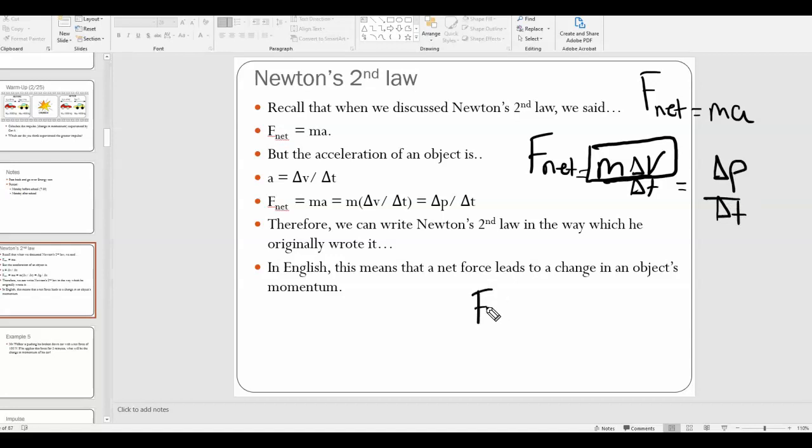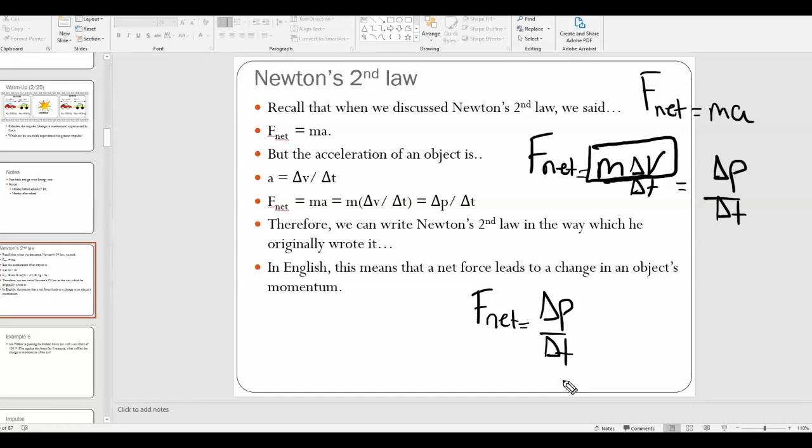Okay, and this is actually how Newton wrote his law, not in terms of acceleration, but in terms of change in momentum. The first version of Newton's second law said something like, a net force leads to an object changing its momentum. If you take all the forces on an object and add up all those vectors, that quantity tells you how quickly the momentum of an object is changing.